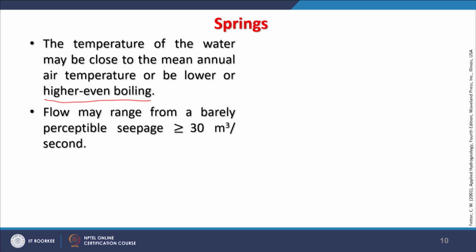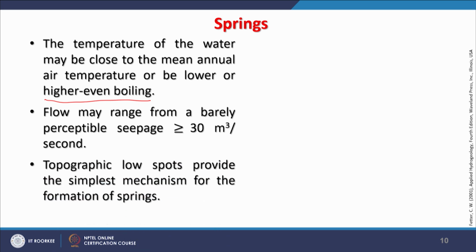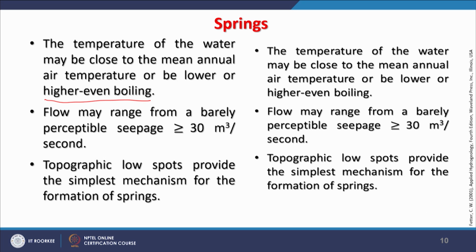Now, as we have already discussed, the flow from these springs may vary from barely perceptible seepage. Sometimes you may find that the water is just oozing out, trickling down, or maybe even 30 cubic meters per second, a very high discharge may be there. So, it is a spatial arrangement of water and topographic slopes. Topographic low spots provide the simplest mechanism for formation of springs. So, if your water table is being cut by the topography, then springs are formed.